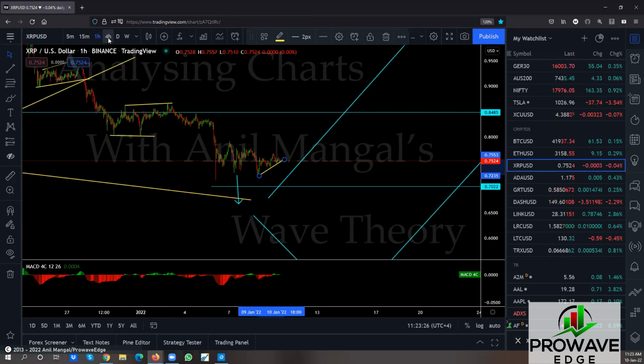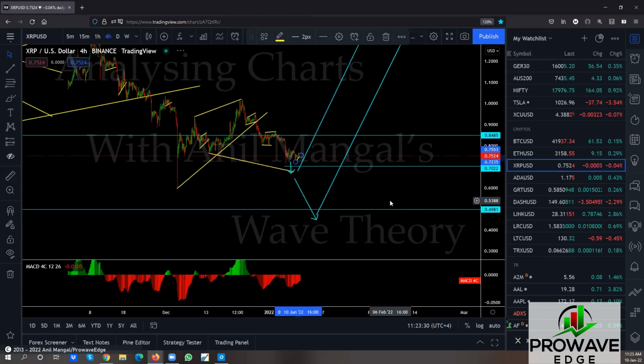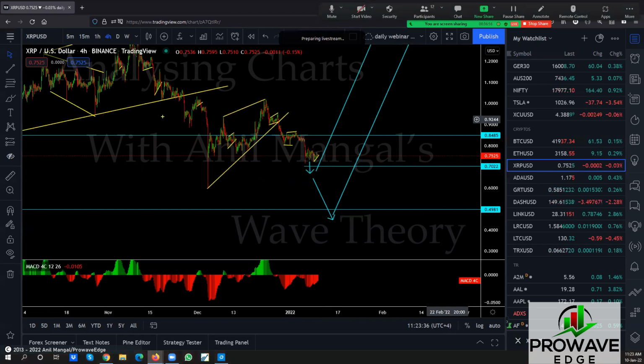Where would it take you? Let's see here. So this is what we're expecting. Two ways we look at this. Let me take this out just so you see. If this is all the correction, let's assume that this here is all the correction. Then this could drop, go back here, and then come and break the low.